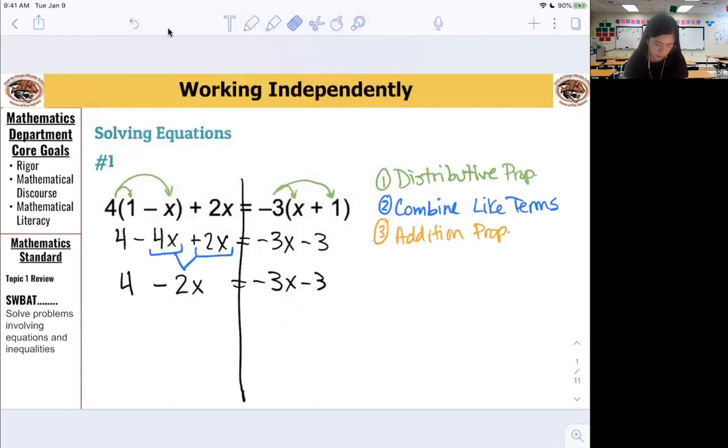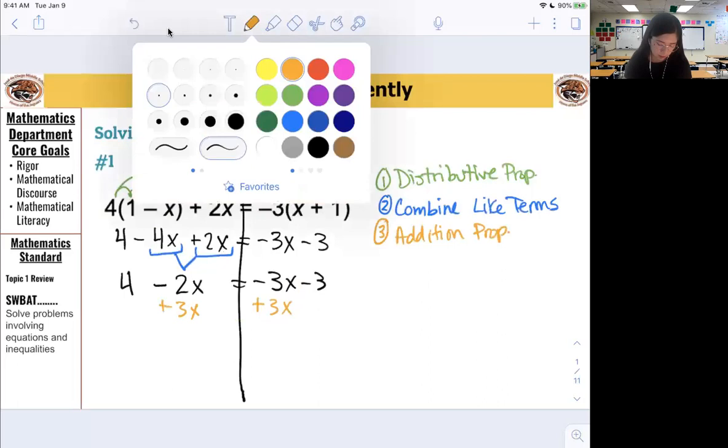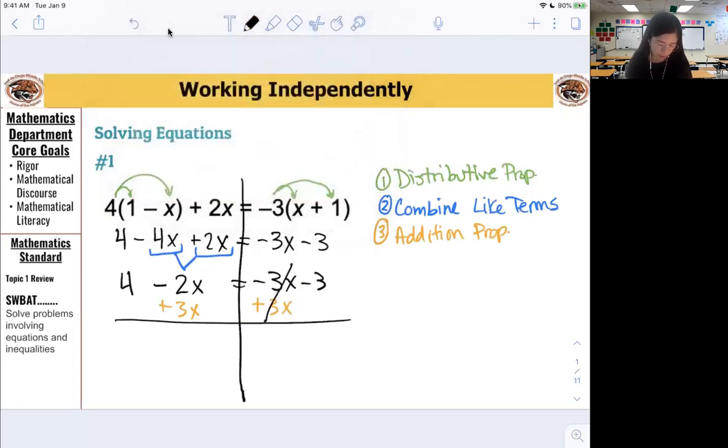So since 3x was negative, when I add it, it cancels it out, and that leaves me with 4. Now I need to add negative 2 plus 3 is 1, so 4 plus 1x equals, don't forget the negative, negative 3. Now, 1x is the same. If I have a 1 in front of the x, it's just x. You can just simplify that to just x.